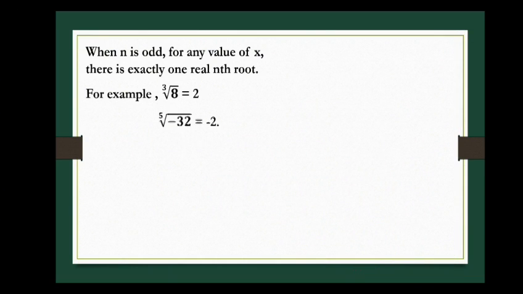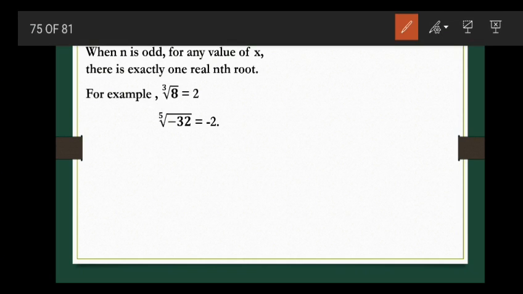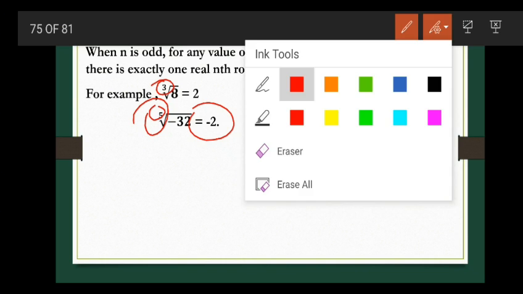So the fifth root of minus 32 is minus 2. So when n is odd, that is, the index is odd, then for any value of x there will be exactly one real nth root. There will be no separate positive nth root and negative nth root. When the index is odd, there will be only one real nth root.